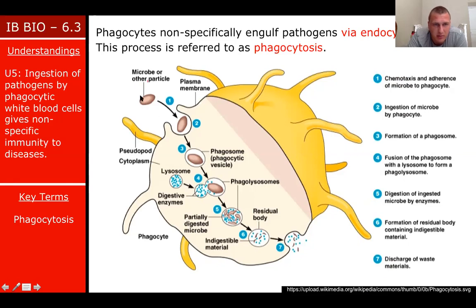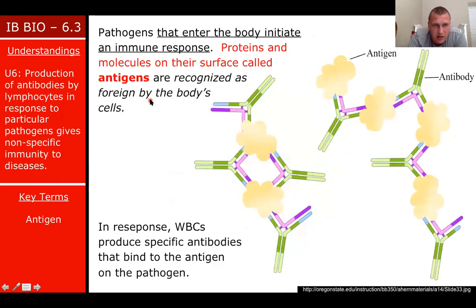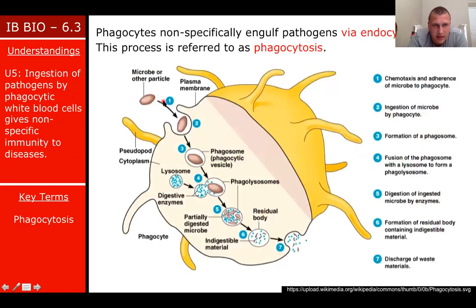But the picture here does a great job of telling us that we have a microbe. Oops, sorry about that. And it is going to travel. The phagocyte will open itself or expand its membrane to make an engulfing well, so that the microbe will go in there. Then ingestion, that's number 2, ingestion of the microbe by a phagocyte.